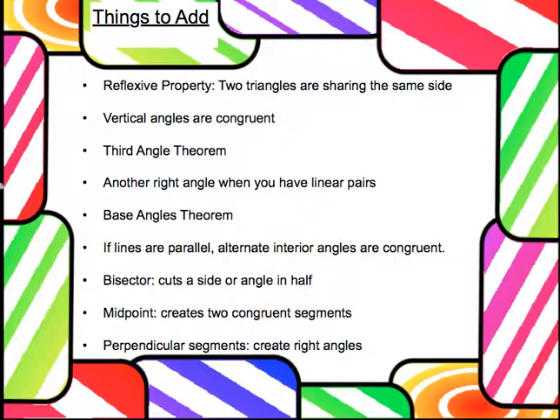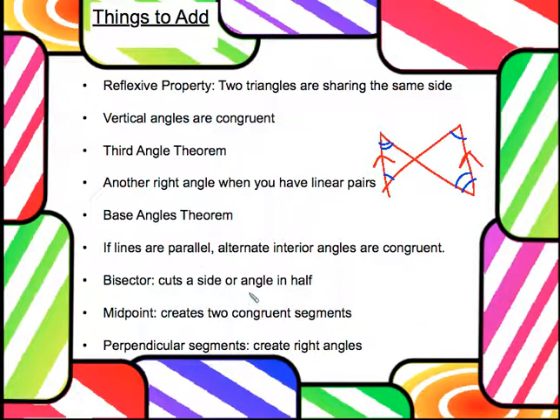Then you'll have if lines are parallel. So if we had something like this and it says that these two are parallel, then you've got alternate interior angles congruent. So you can add those there, and there. That happens a lot.